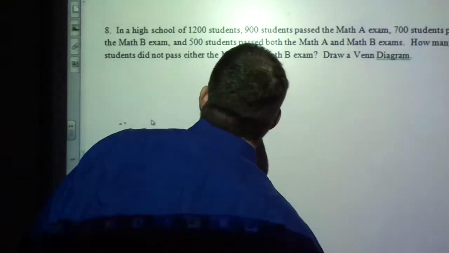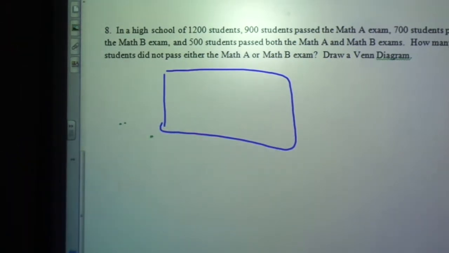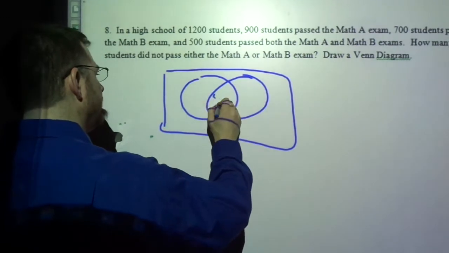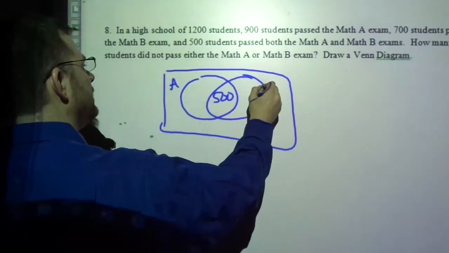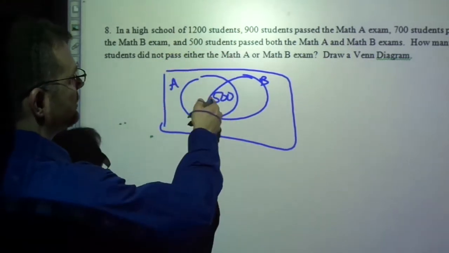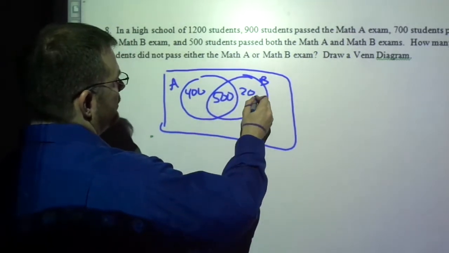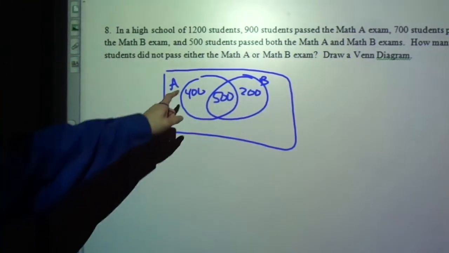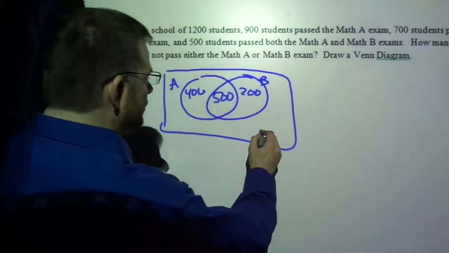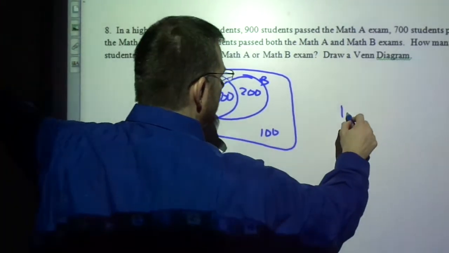How many pass both tests? It looks like 500 pass both. So in here is going to be 500. Let's say this is test A, test B. So if 900 students pass the math A, so this is going to be 400 more. 700 passed math B, so there's 200 more. So total right now we've got 400, 500, 200, that's 1,100. 1,200 total students, so that means 100 didn't pass any.